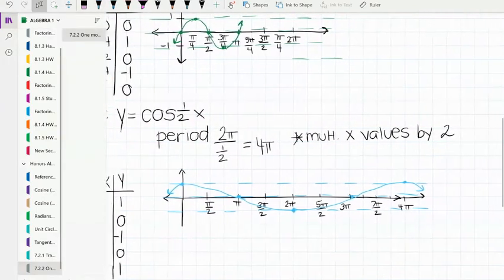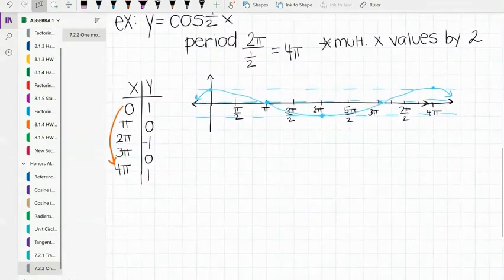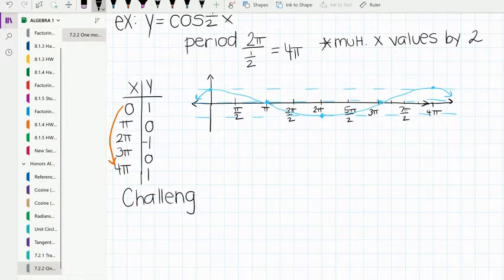All right, so we're going to do one last problem for a challenge. So we're going to actually combine all the transformations into one. So we'll call this a challenge problem. So we'll do y equals -3 sine (2x minus pi) plus 1.